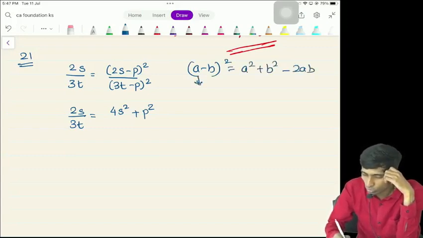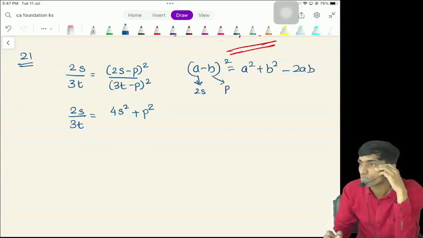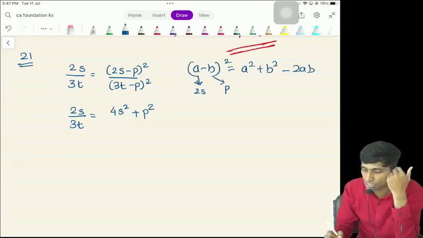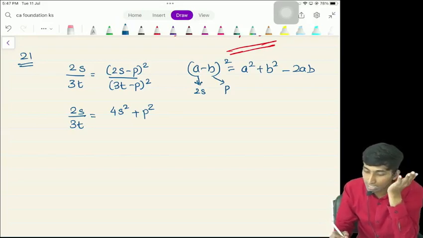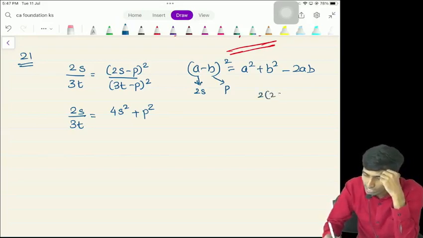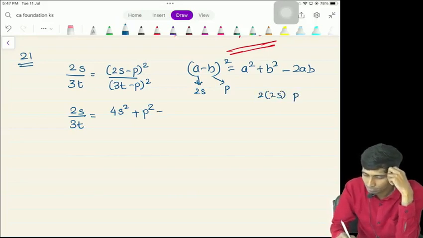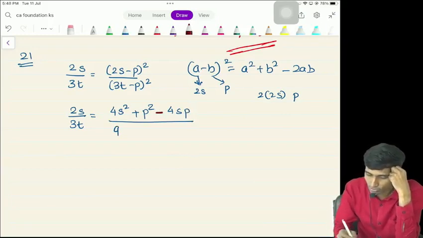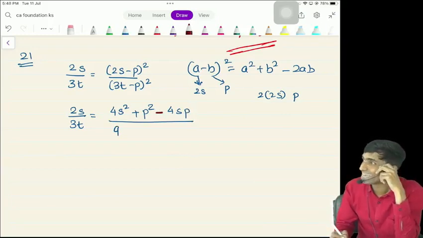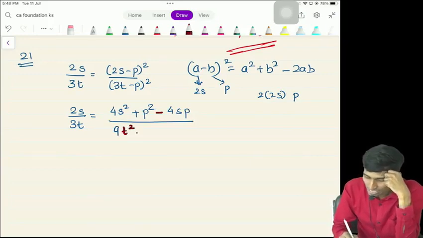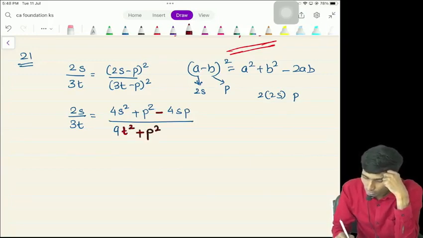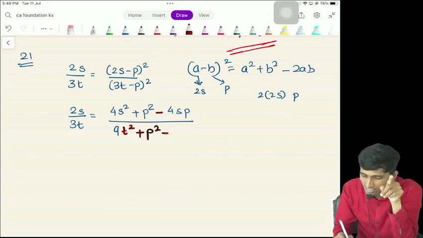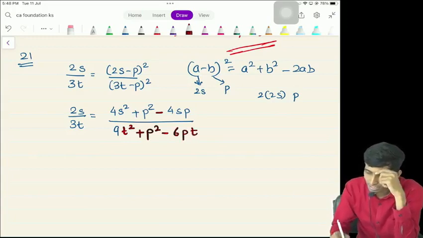Here a is 2s and b is p. (2s) the whole square is 4s square, p square, minus 2 into 2s into p is 4sp. Very good. Similarly, 3t square is 9t square plus p square, minus 2 times 3t times p, which is 6pt. Understood? p square cancel, p square cancel.